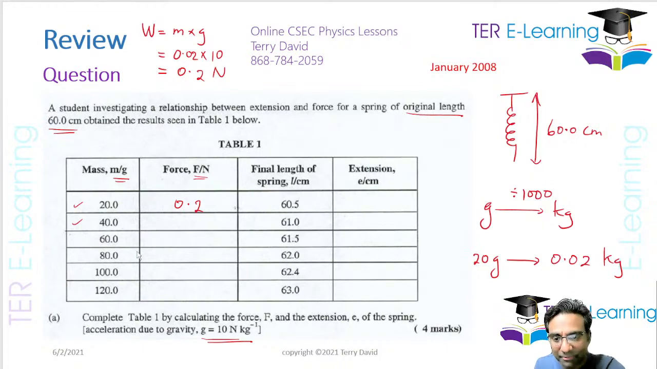So you're going to do the same for all the other readings. So this is going to be 0.4, then this is going to be 0.6. This is going to be 0.8, this is going to be 1.0, and this here is going to be 1.2. So please pay attention to your conversion, because if you make a mistake here, then you're going to have problems with the answers, right?